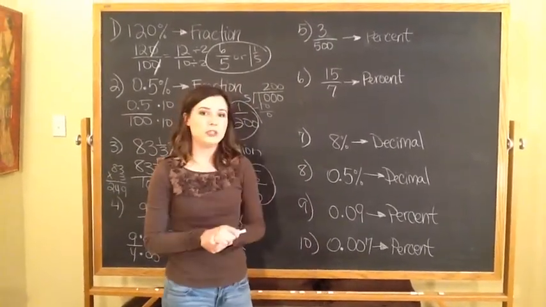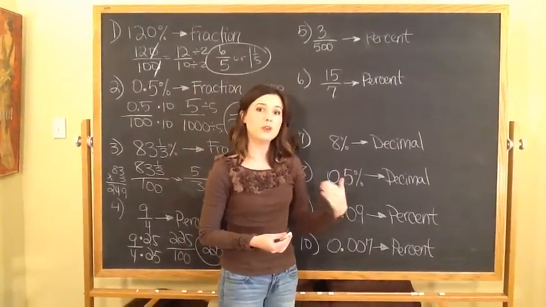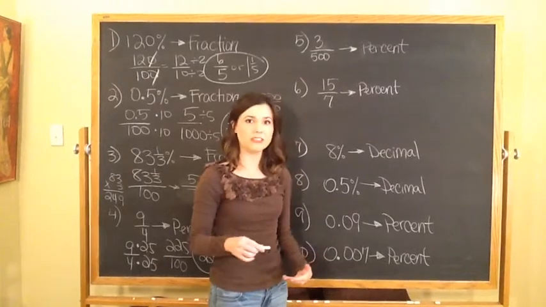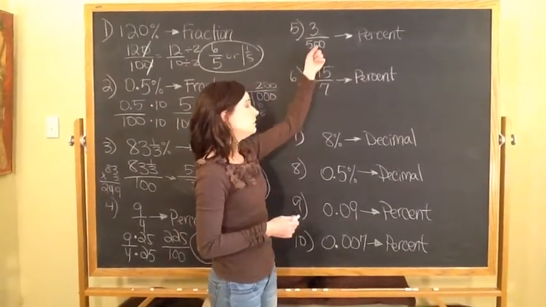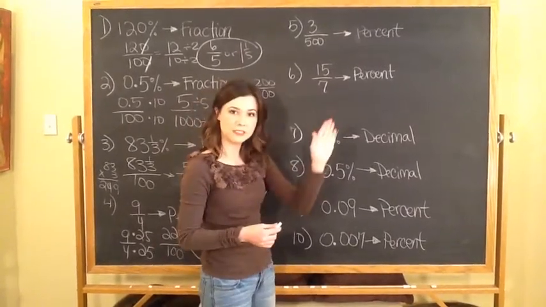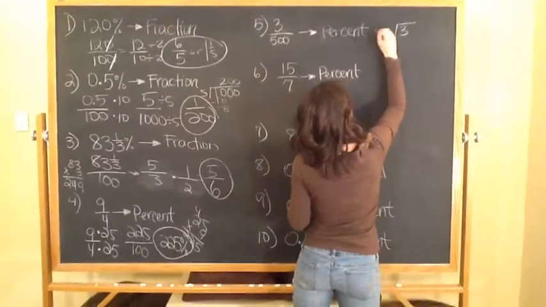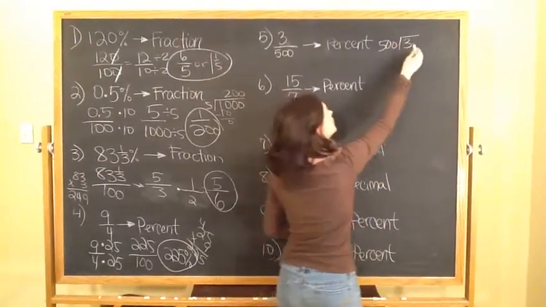So what we're going to do is instead of trying to get the denominator equal to 100, we're going to divide our numerator by our denominator and then move our decimal place. So basically what I'm doing is changing this fraction to a decimal and then from a decimal to a percent. So we're doing it a step at a time. So first of all, I'm going to do 3 divided by 500. So 500 does not go into 3.